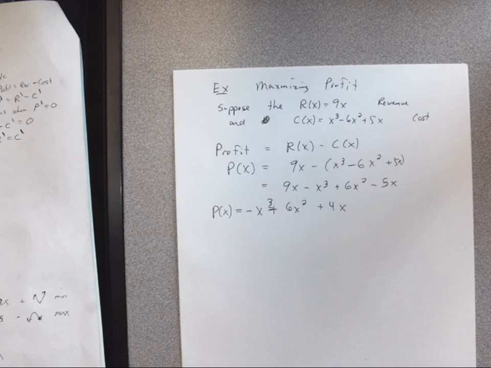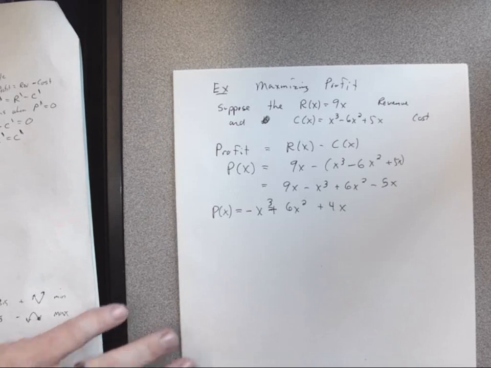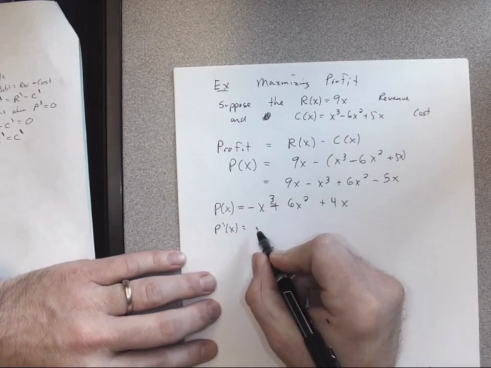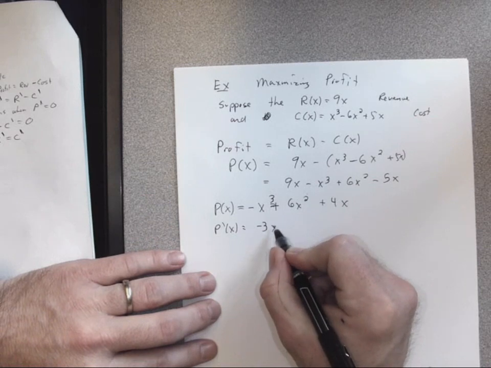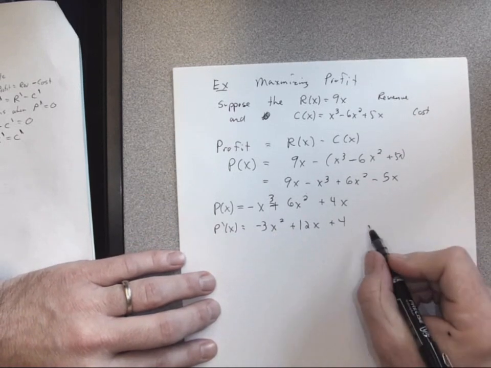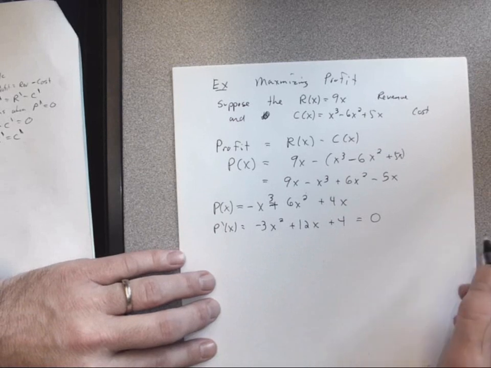So what I want to do is maximize this. So we're going to find P prime of x. So this is minus 3x squared plus 12x plus 4. And then of course I'm going to set it equal to 0, right?